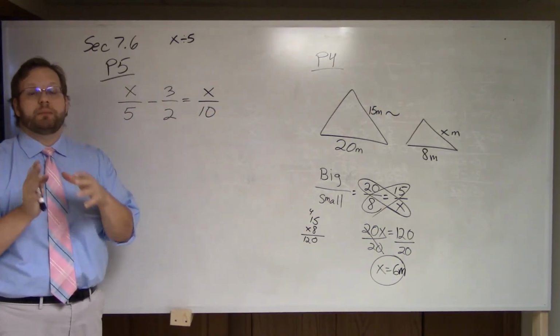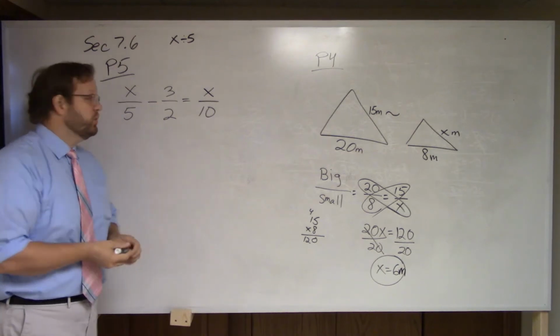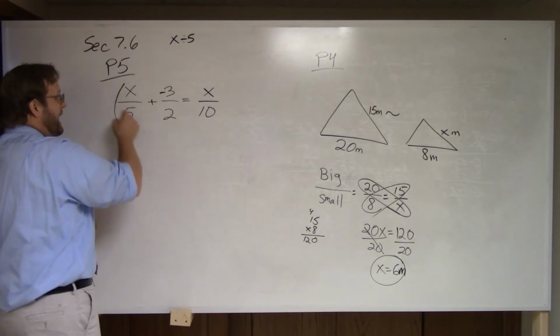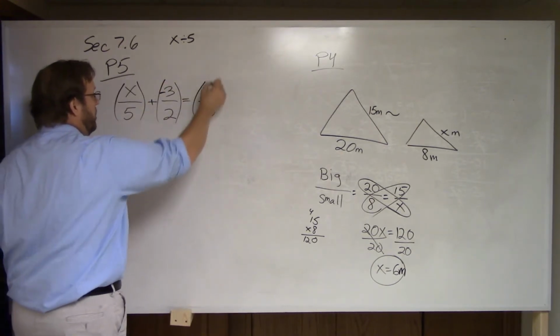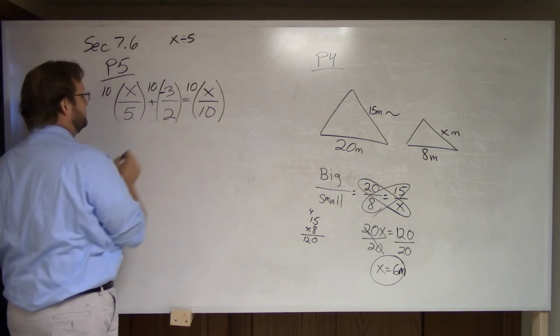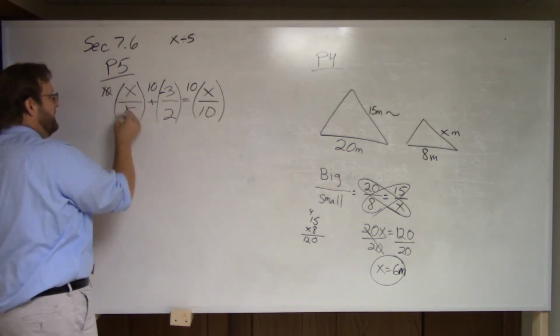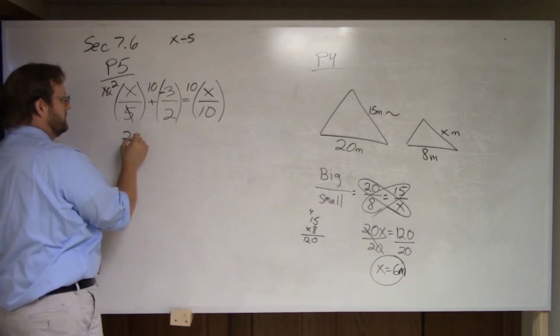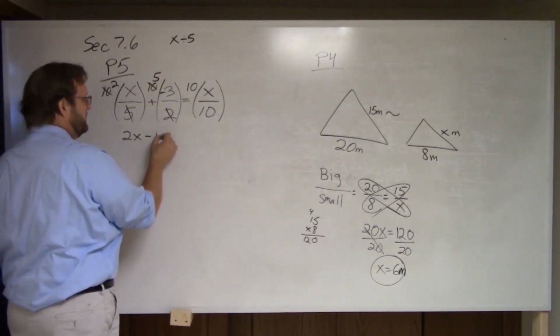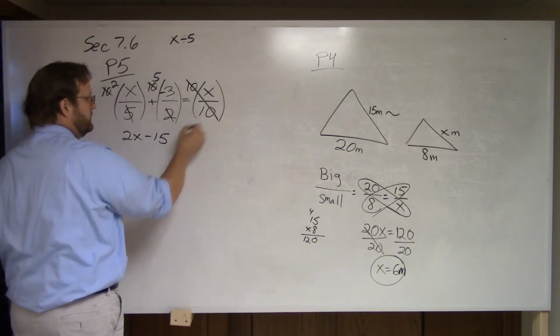So this is going back to the basics of a rational equation. So I'm going to make sure that negative is attached to something, and then I'm going to multiply all terms by the LCD of 10. 10 divided by 5 is 2. I have 2x. 10 divided by 2 is 5. I have negative 15. 10s are gone.